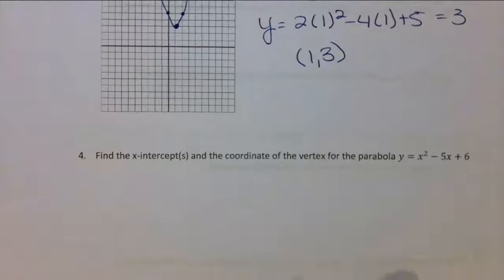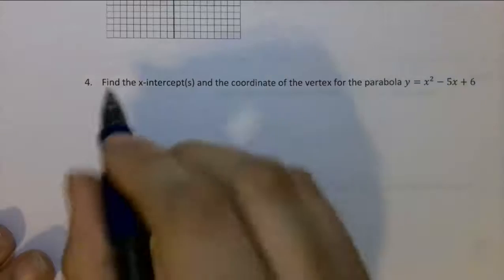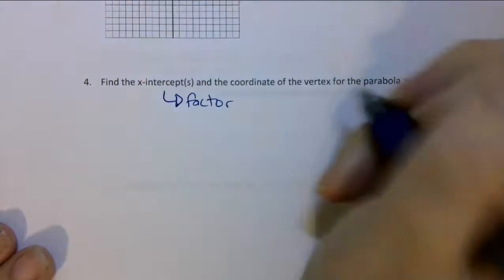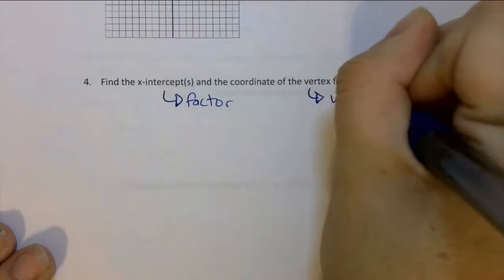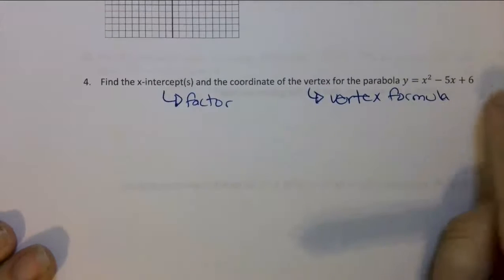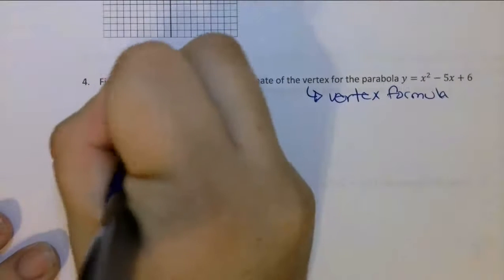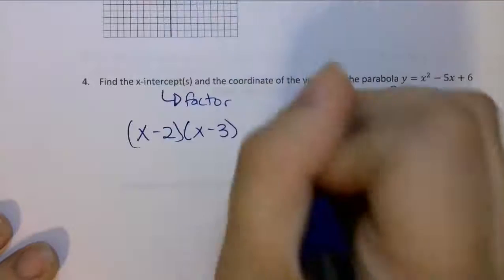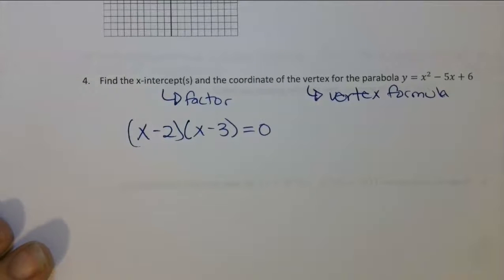Okay, number 4 wants me to find 3 things. It wants me to find the x-intercepts and the vertex. To find the x-intercepts, I need to factor. And to find the vertex, this is using the vertex formula. So to factor this, I'm looking for what multiplies to 6 and adds to negative 5. This is going to be negative 2 and negative 3. And then I set it equal to 0 when I'm finding the x-intercepts.